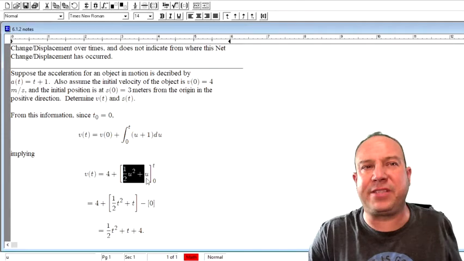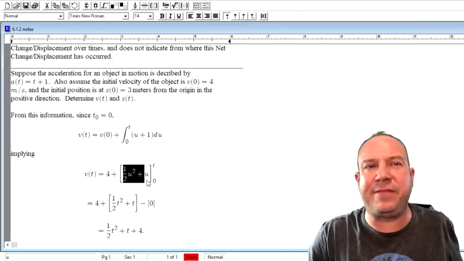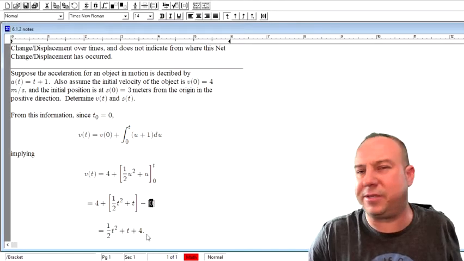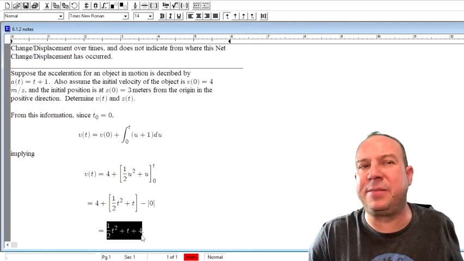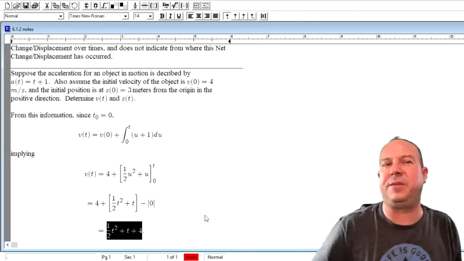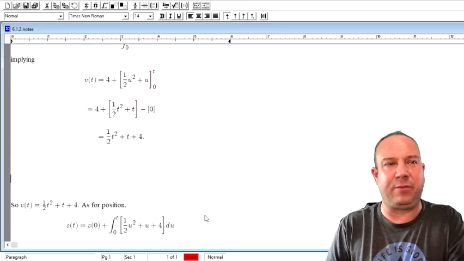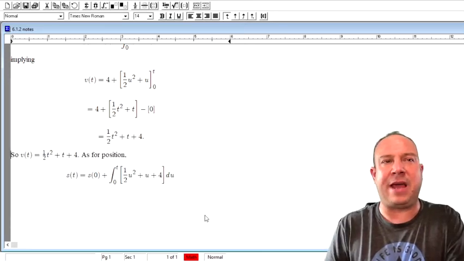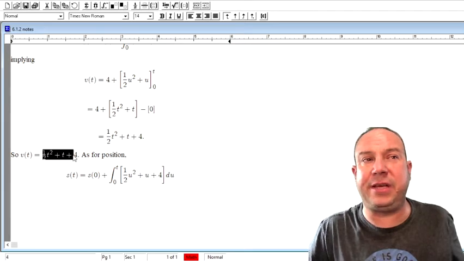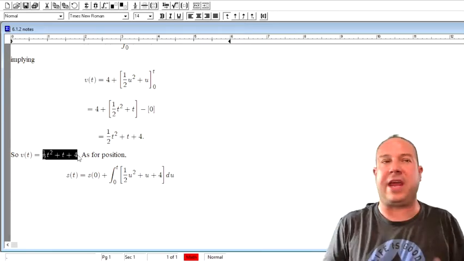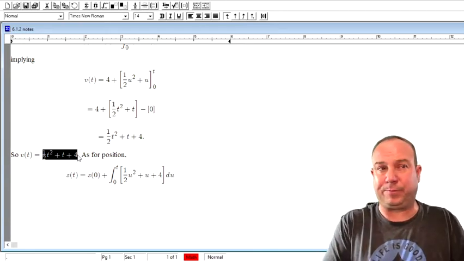So we're going to have this evaluated at t, that's this, minus this evaluated at 0, which is this. Simplify that. That simplifies into 1/2 t squared plus t plus 4. All right? So I do believe we can then conclude that we now have our velocity function. Our velocity function v of t is given by this description, 1/2 t squared plus t plus 4 in value.